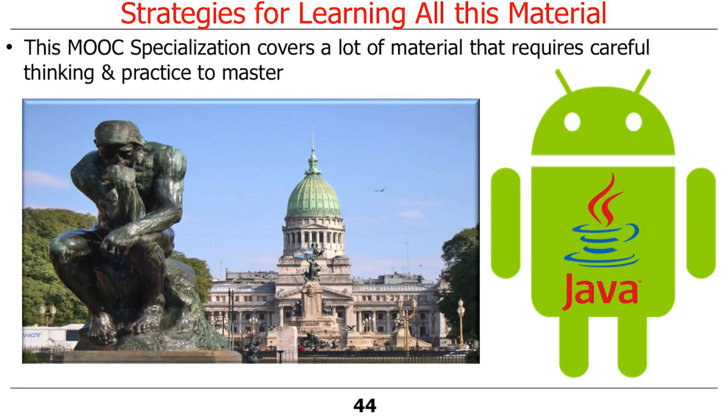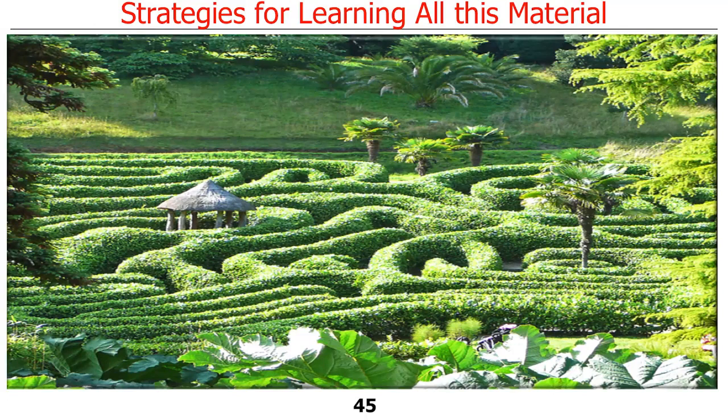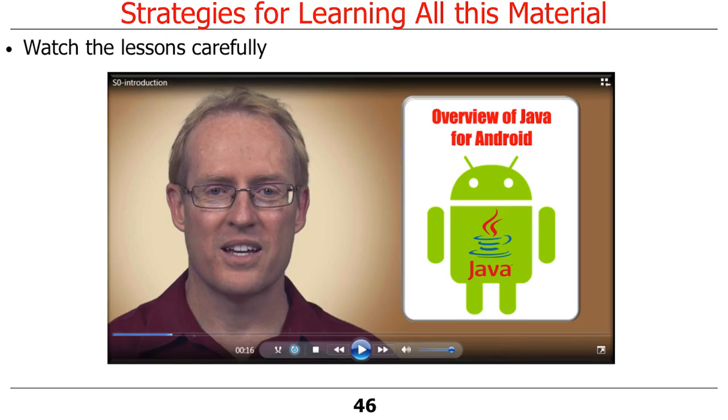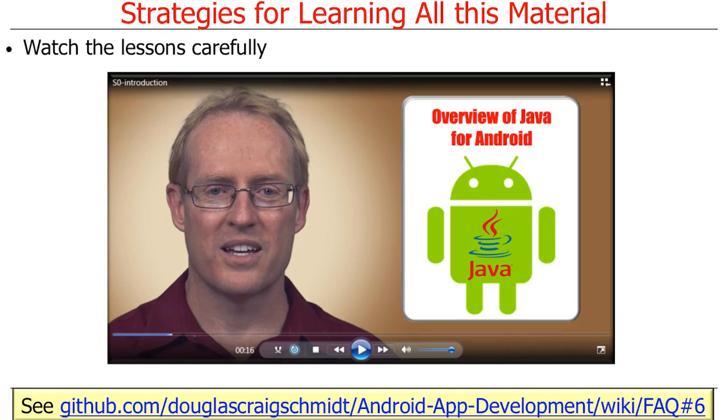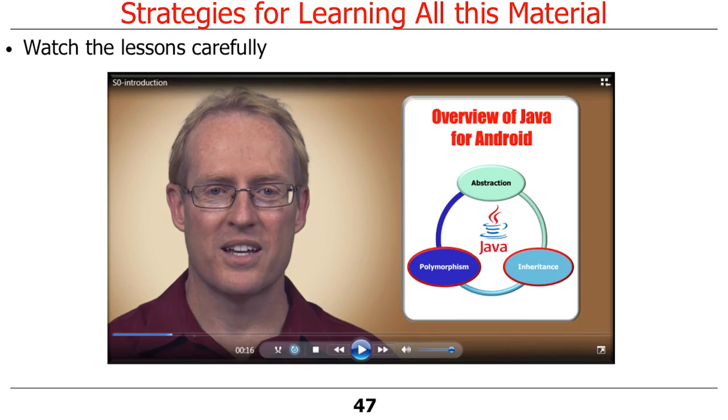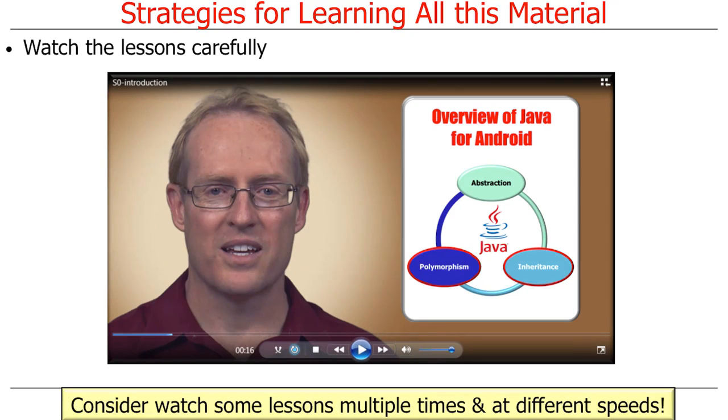This MOOC specialization covers a wide range of topics, some of which require careful thinking and practice to master. To help you learn all this material, here are some strategies we suggest you consider when navigating through the lessons in these MOOCs. First, watch the lessons carefully before taking the quizzes and doing the programming assignments. Some topics we cover are technically deep, especially the more advanced Java features like inheritance and dynamic binding. So consider watching these videos multiple times, perhaps at different rates of speed, to fully comprehend the topics we're covering.